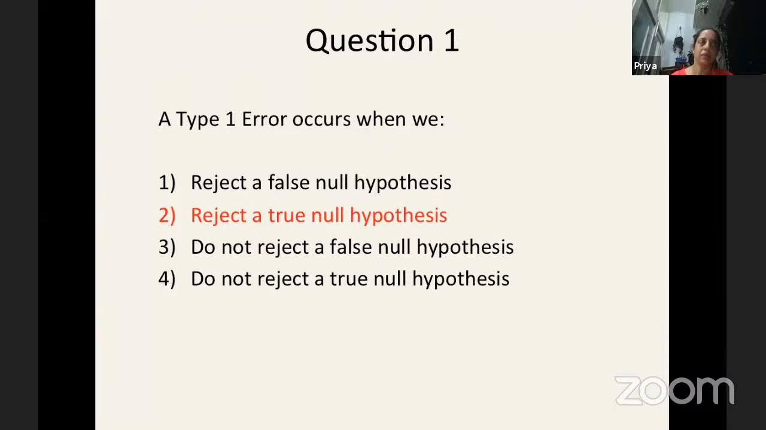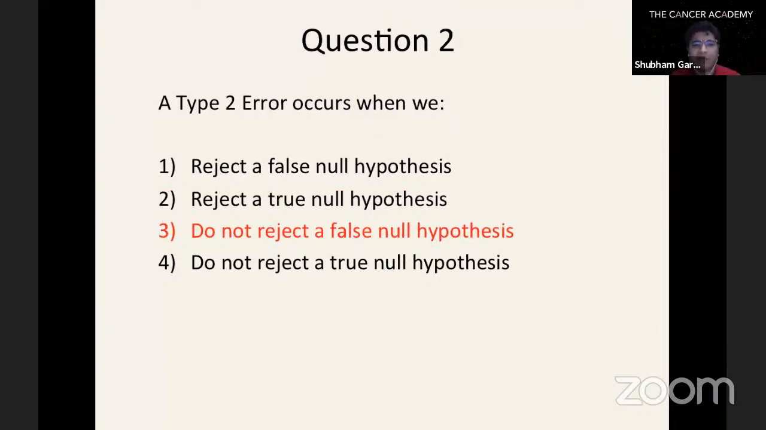Rejecting the null hypothesis. So this is how we would define a type 1 error: that we would reject a true null hypothesis. And in a similar fashion, the type 2 error is when we do not reject a false null hypothesis. So that is how we define the type 1 and the type 2 errors.